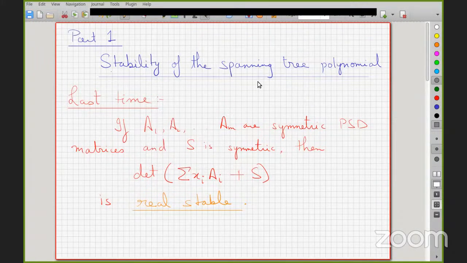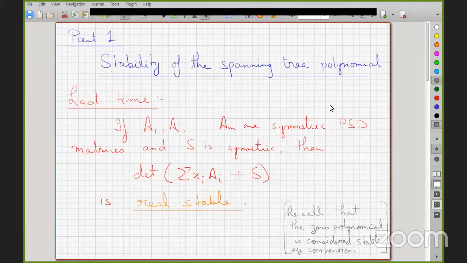So as long as the Ai's are PSD and S is symmetric. And just to keep in mind the convention that we have been following: the zero polynomial is covered, so there's a situation where all the A's are zero, and we just assume that the zero polynomial is considered stable in this set.